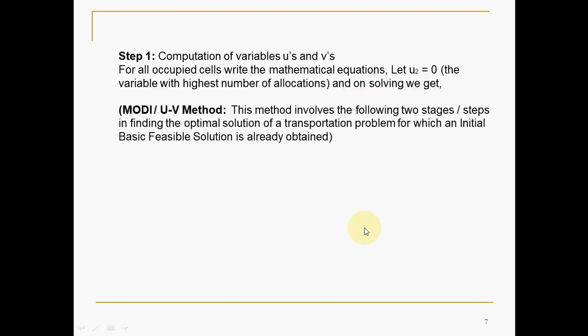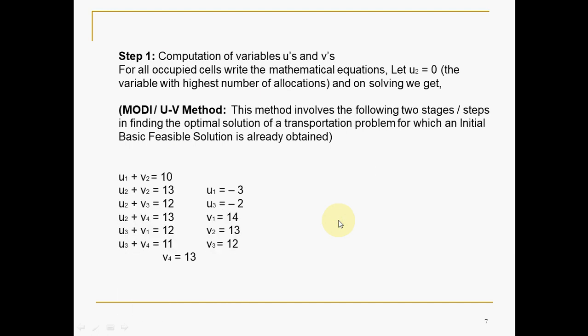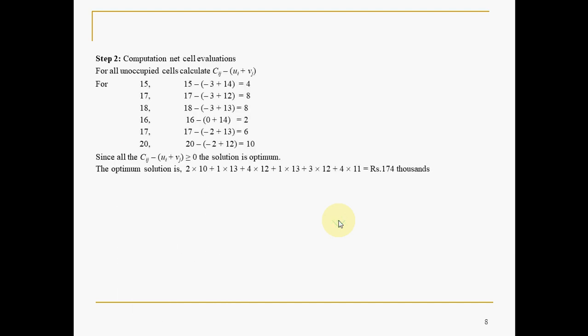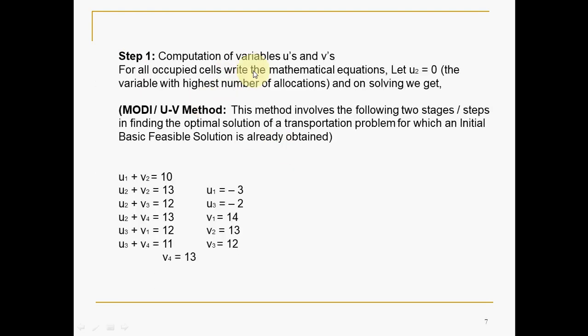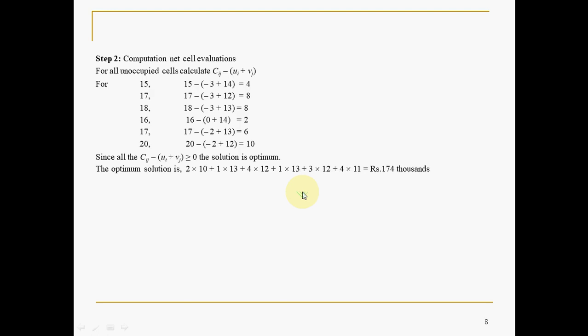Afterwards, this is stage 1, or step 1, I can say. So all these variables you have obtained. Then coming to step 2, optimality. In step 1, you framed equations for all the occupied cells. In step 2, you have to compute for all unoccupied cells, the net cell evaluations.